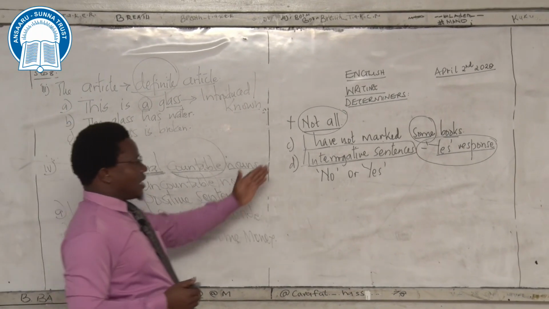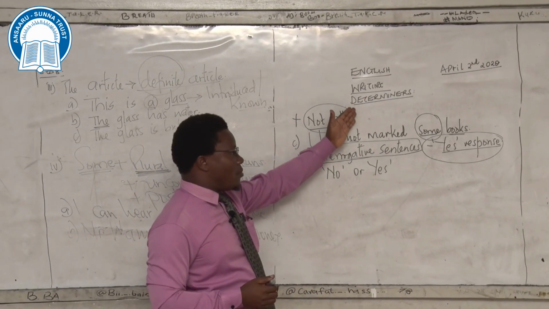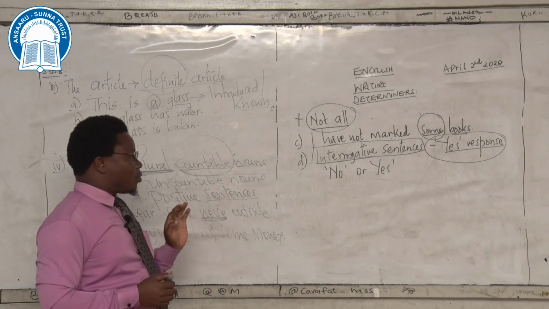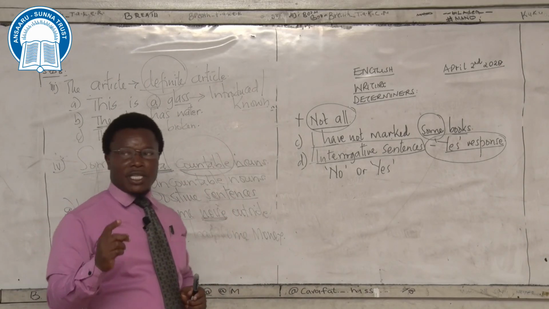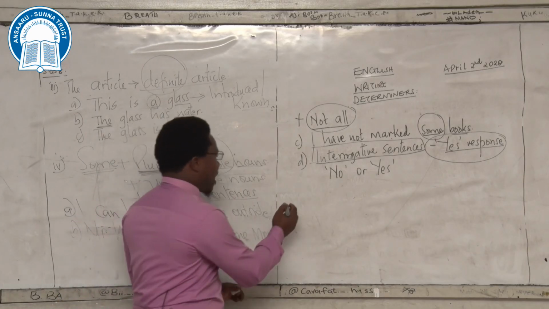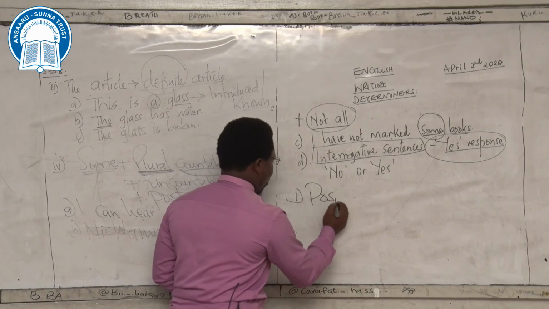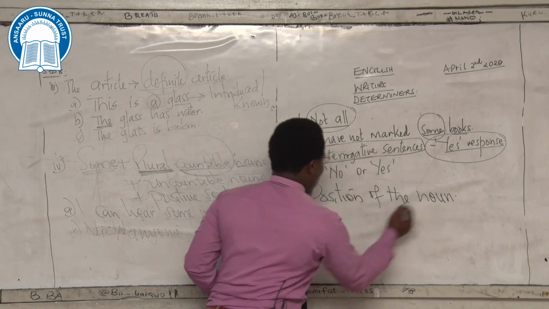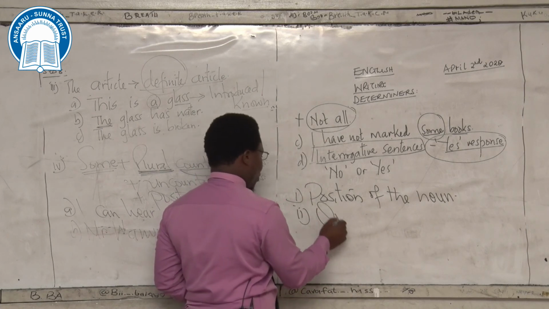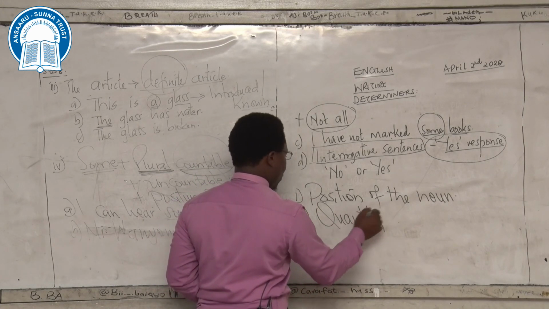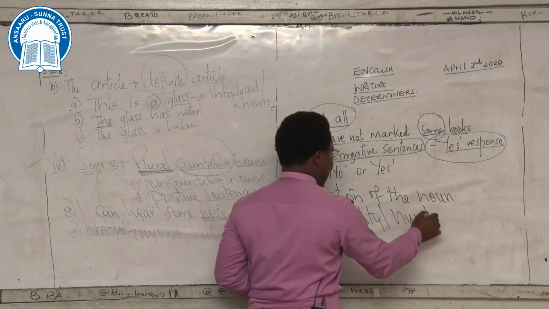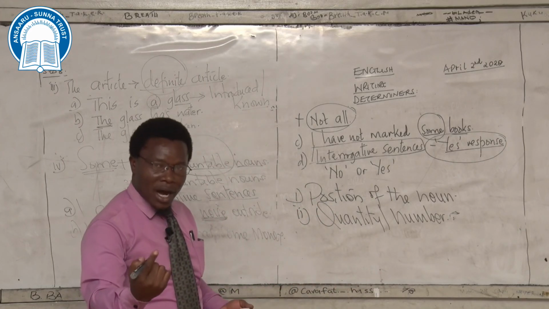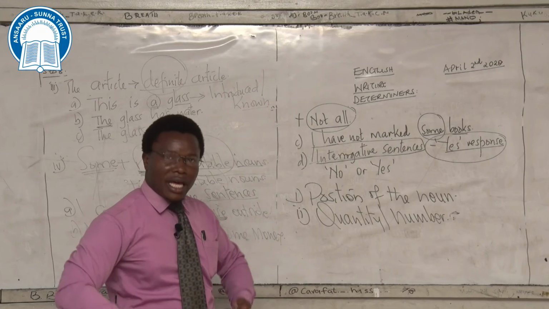One, that a determiner is a word that's normally put before a noun. And whenever a determiner is put before a noun, it is used to determine two things. Mainly, it can be used to determine the position of the noun, or it can be used to determine the quantity of the noun, whereby quantity is the same as number. How many are they? Is it 1, 2, 3, or more than one in short?